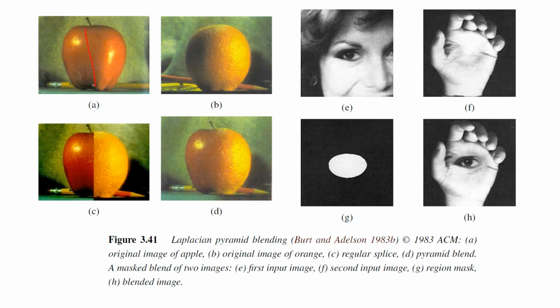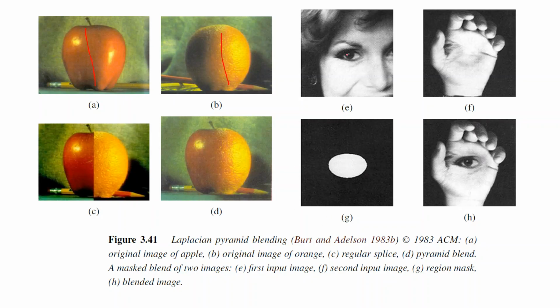If we divide the image into two, we'll get apple in one part and orange in the other part. So on combining both, we'll get this. When you apply the Laplacian pyramid image blending, the result will be much better than this. Similarly, here figure E represents the input image, figure F represents the second input image. G represents the region mask.